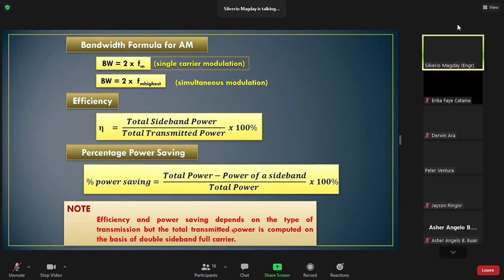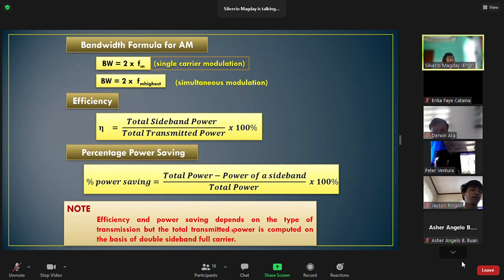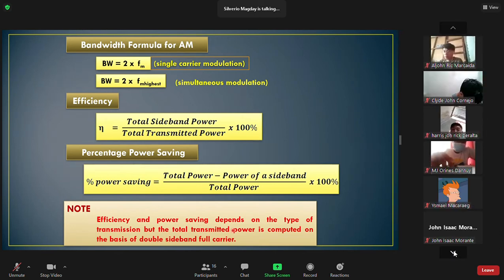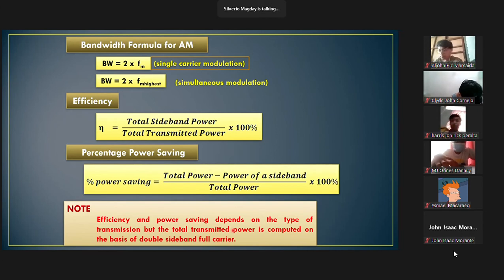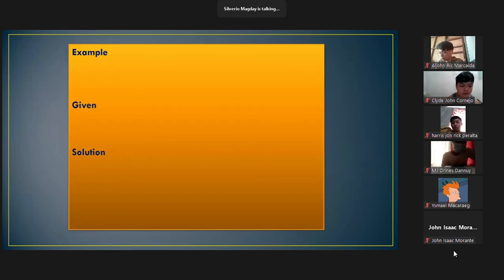Okay, efficiency can also be calculated, one parameter na very important when it comes with technology in amplitude modulation or mga AM systems. The total sideband power over the total transmitted power times 100% is the measure of efficiency of that system. Percentage power saving is the total power minus power of the sideband over the total power times 100%. So efficiency and power saving depends on the type ng transmission, but the total transmitted power is computed on the basis of double sideband full carrier. Later on, the single sideband techniques, more on that.